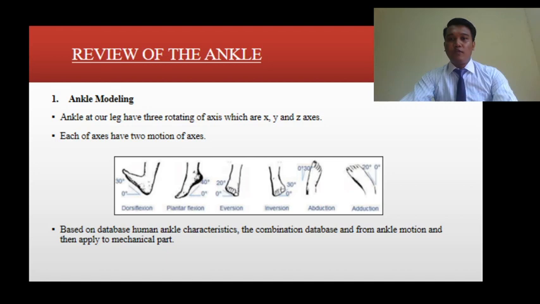For the review, the ankle and our leg have three rotating axes, which are the X axis, Y axis, and Z axis. Each axis has two motions. There is a name for each motion and an angle of rotation for the motion. Based on the database of human ankle characteristics, the combination of database and ankle motion is then applied to the mechanical parts.